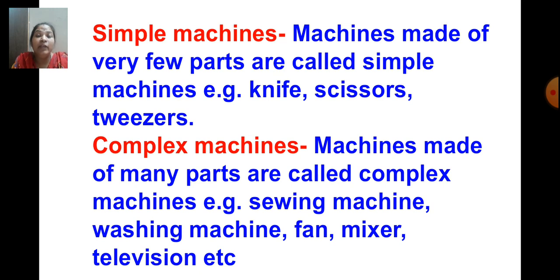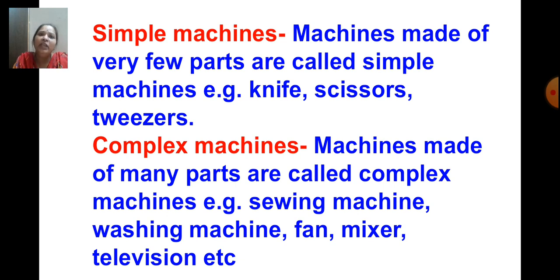Now you will ask, what is a complex machine and what is a simple machine? So let us see. Machines made of very few parts are called simple machines. Repeat with me, children. Machines made of very few parts are called simple machines. Example: knife, scissors, tweezers.